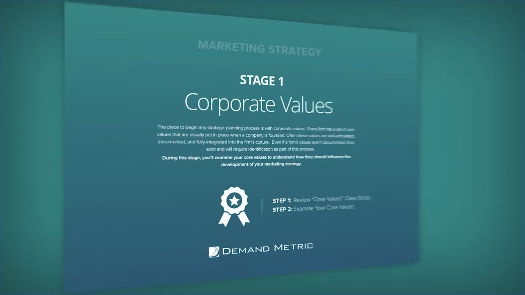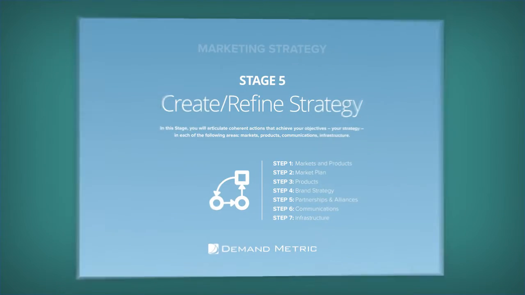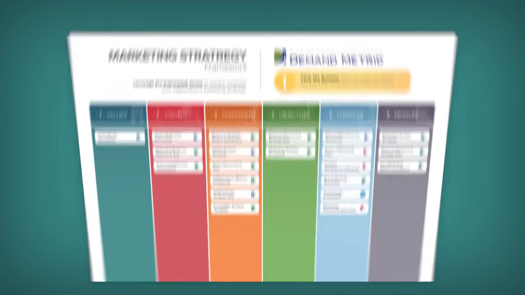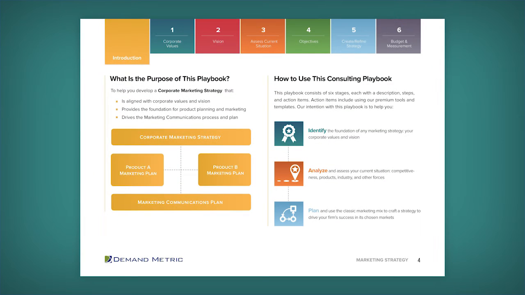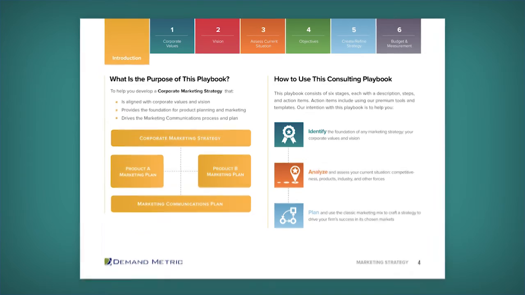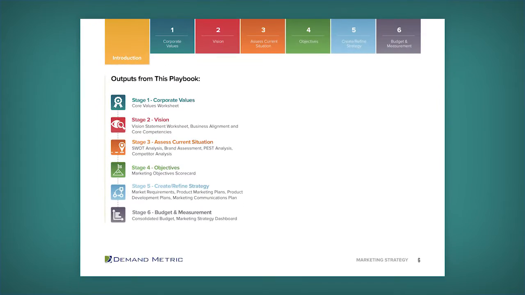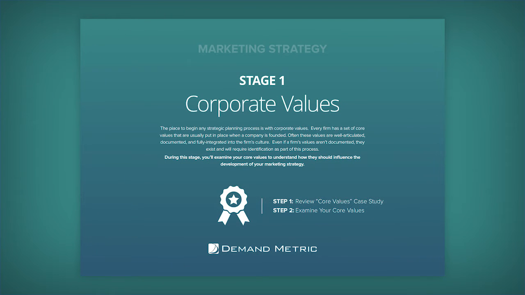Use this step-by-step planning playbook and set of premium tools and templates to create a comprehensive strategic marketing plan. Each playbook begins with a table of contents and a framework for quick reference to the tools and templates highlighted throughout this step-by-step guide. Our playbooks are filled with links to our practical modern marketing tools, templates, and training, which are organized stage by stage, step by step, starting with stage number 1, corporate values.